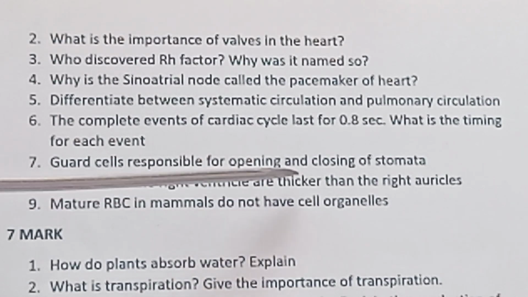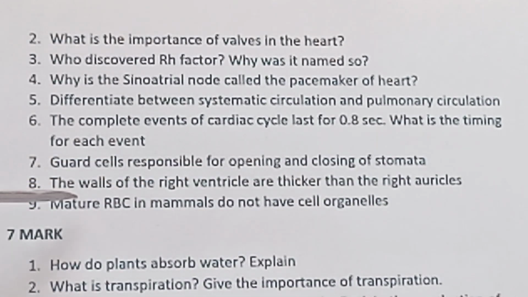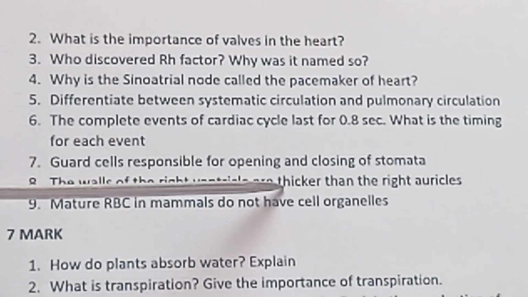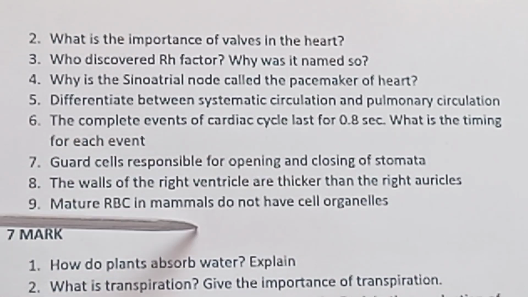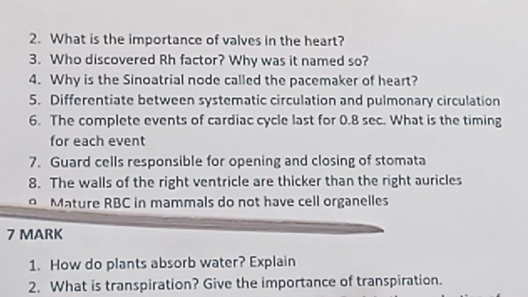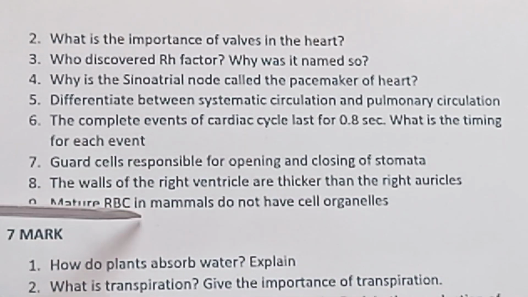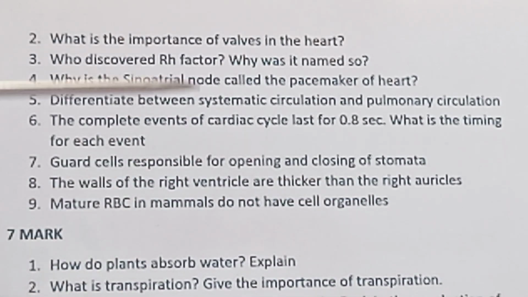Guard cells are responsible for opening and closing of stomata. The walls of the right ventricle are thicker than the right auricle. The mature RBC in mammals do not have cell organelles. Find out the reason for this. Very important question.